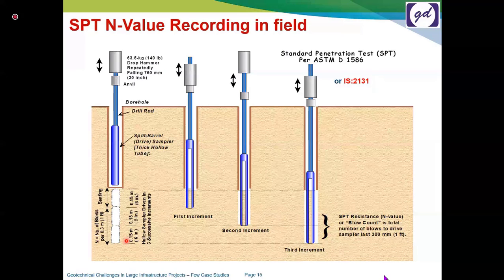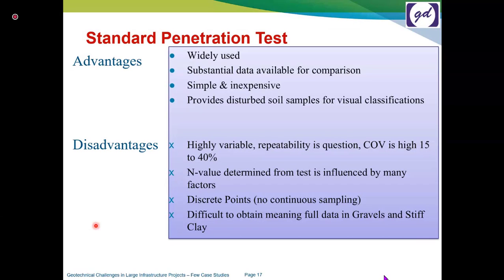So last 300 mm that we take for, let's say, SPT annual use, and the equivalent ASTM can be referred as ASTM D1586 and IS 2131. Let's keep this. The advantages for SPT values are we have been widely using this for a long time, and our entire soil investigation agencies are much comfortable with SPT values.